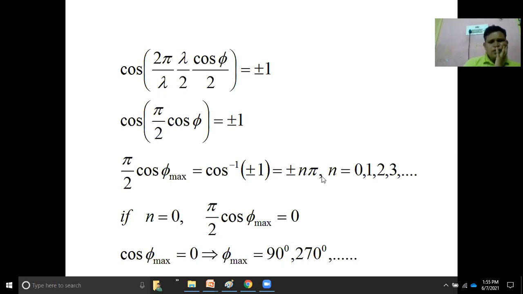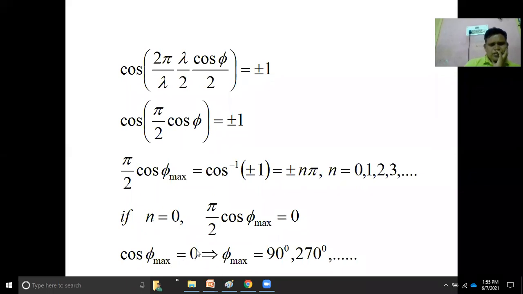Suppose n is equal to 1. Whenever we get 1, cos 0 is equal to 1. When n is equal to 0, now cos phi is equal to plus or minus n pi, very simple. n equal to 0 means pi/2 cos phi maximum is equal to 0. Therefore this pi/2 and this 0, if you multiply anything, that also will become 0. Therefore cos phi maximum is equal to 0.